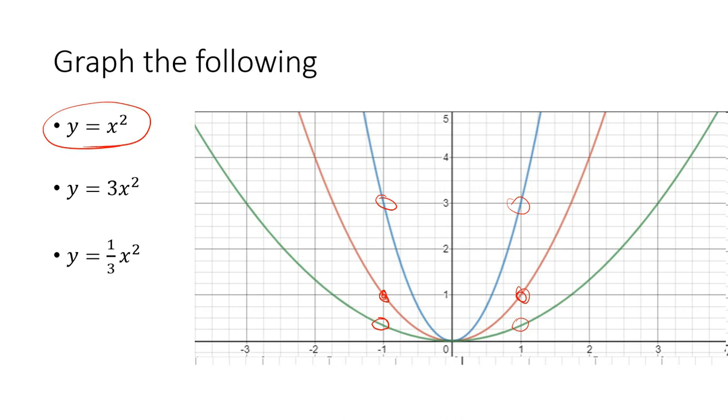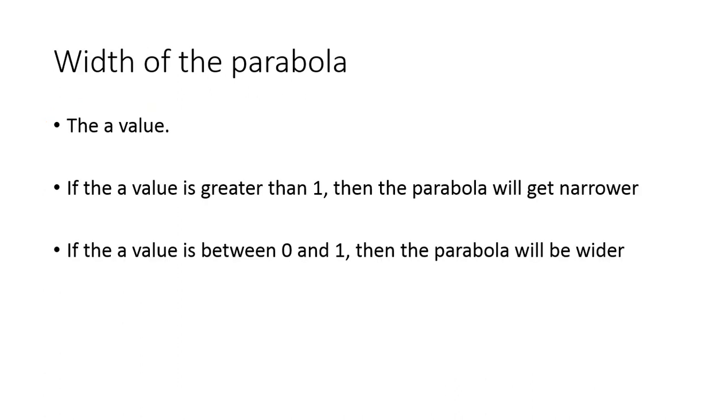But as you notice, depending on what that front number is, it's going to change the graph. It's either going to make it wider or it's going to make it narrower. Now, the width of a parabola is the a value, so it's that number that's always attached to the x squared. Okay, so it's always the number attached to the x squared.